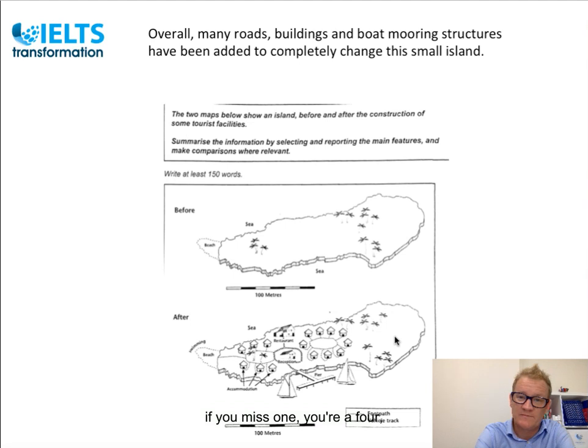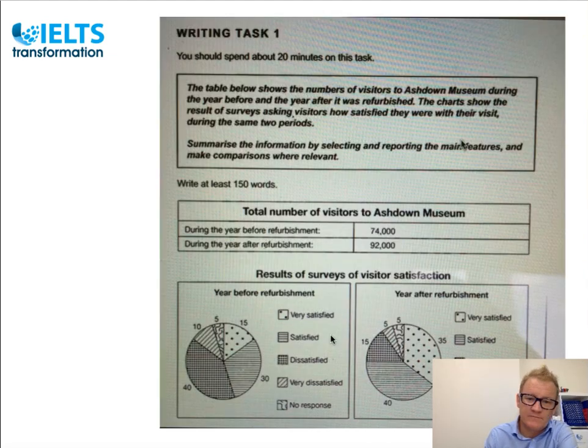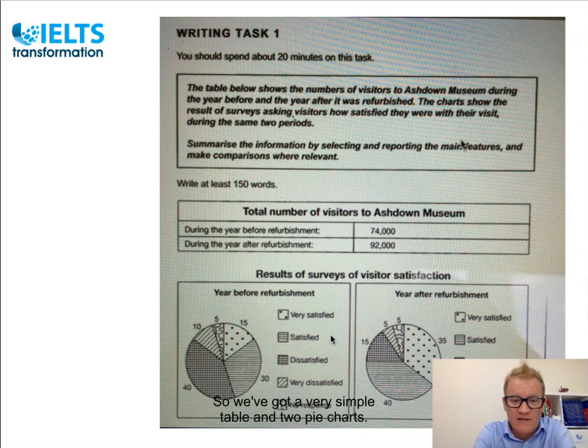If you miss one, you're a 4. So maps and diagrams require a different kind of attention. This is a good one. So we've got a very simple table and 2 pie charts. So look, the total number of visitors has increased.